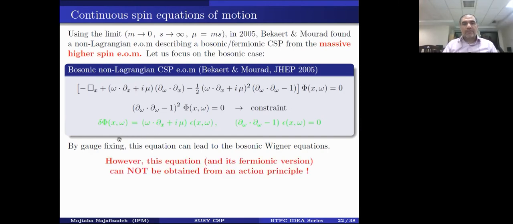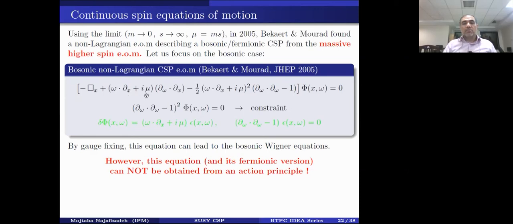However, this equation and its fermionic version that they obtained in this paper cannot be obtained from an action principle. This is why I called these equations non-Lagrangian CSP equation of motion. This cannot be obtained from an action. Indeed, if you consider this operator, then you will find that this operator is not Hermitian, and it cannot be obtained from an action.